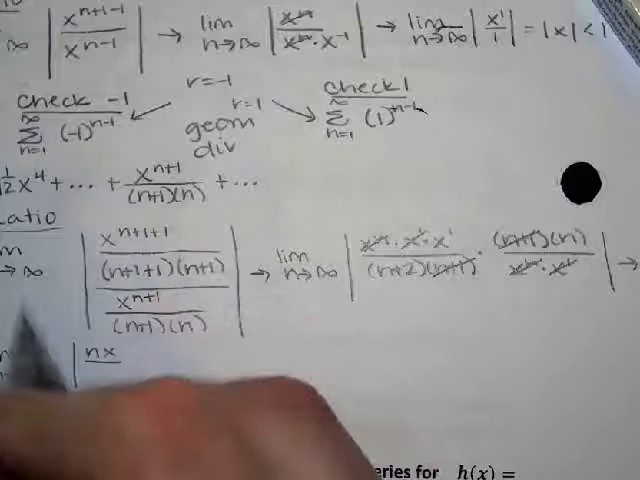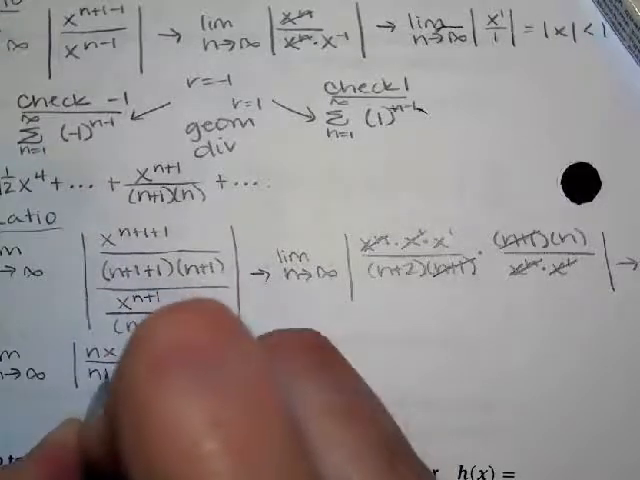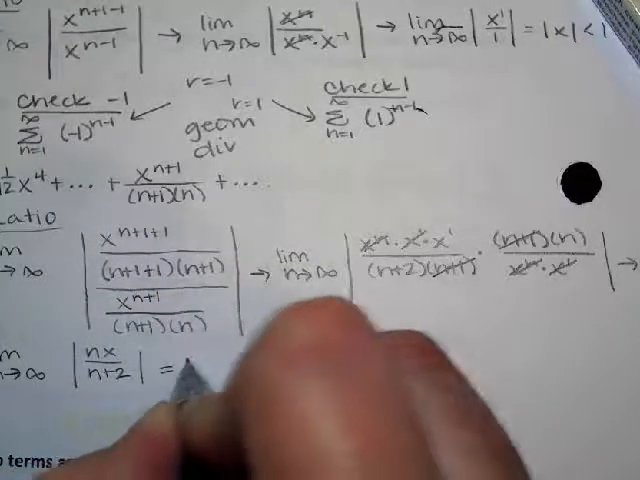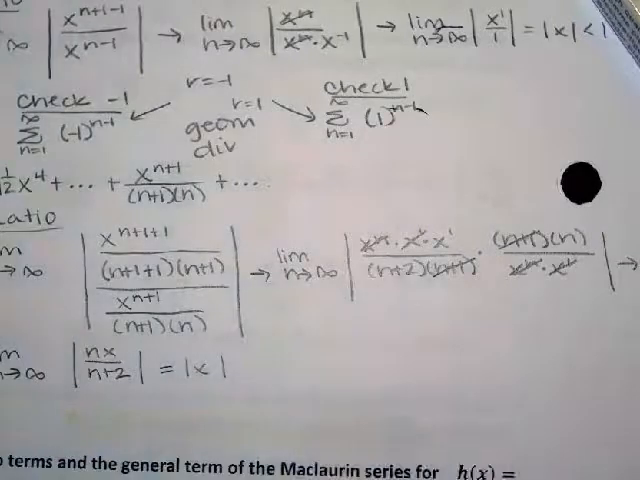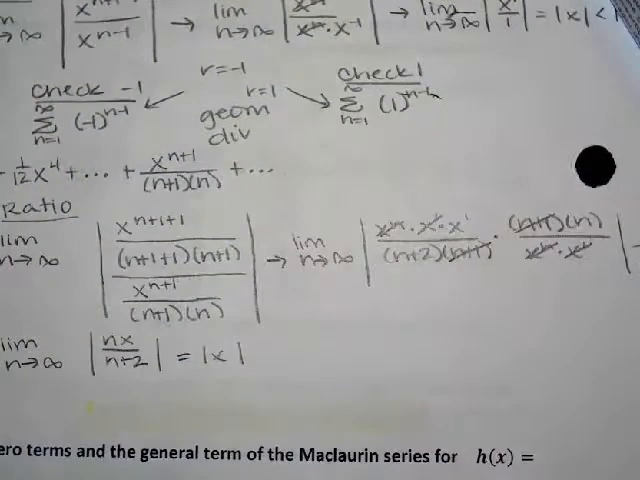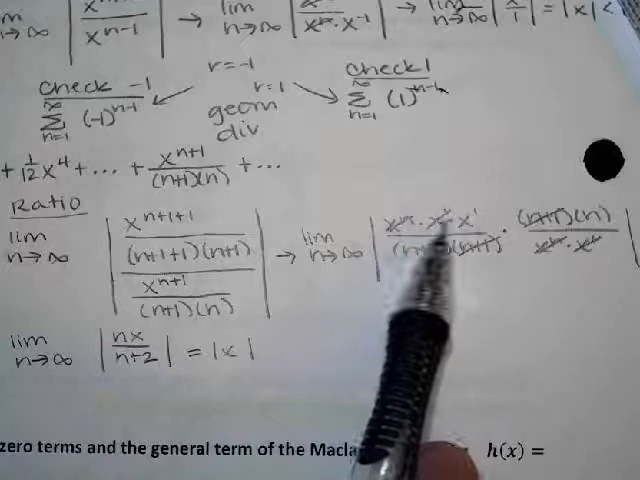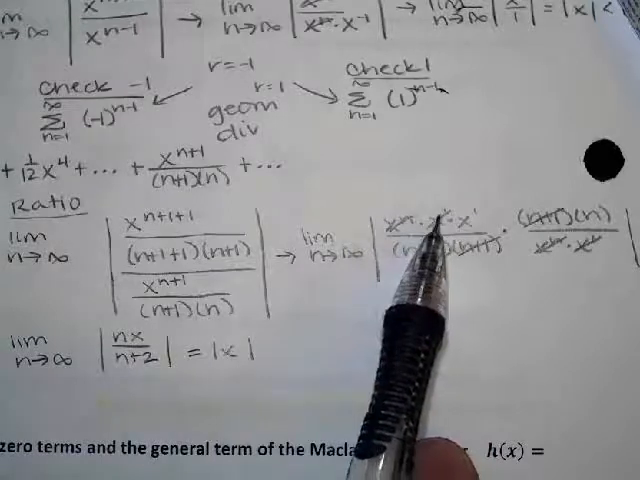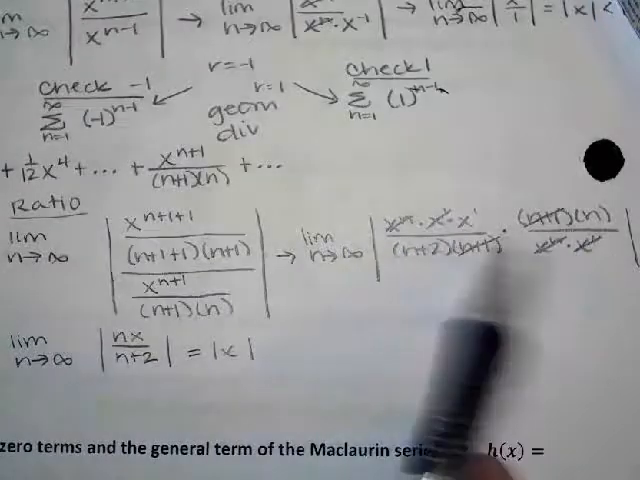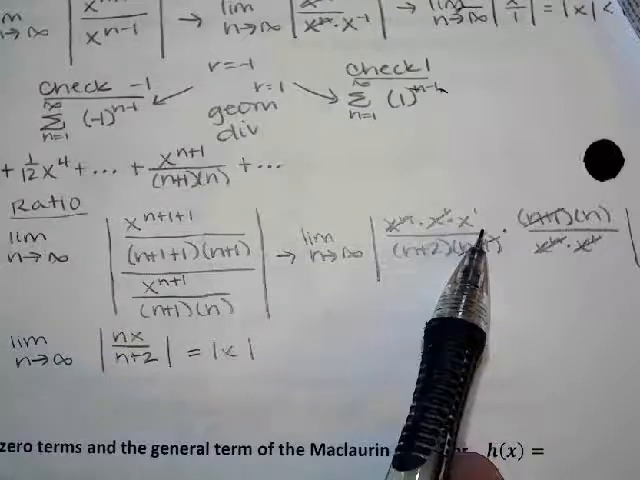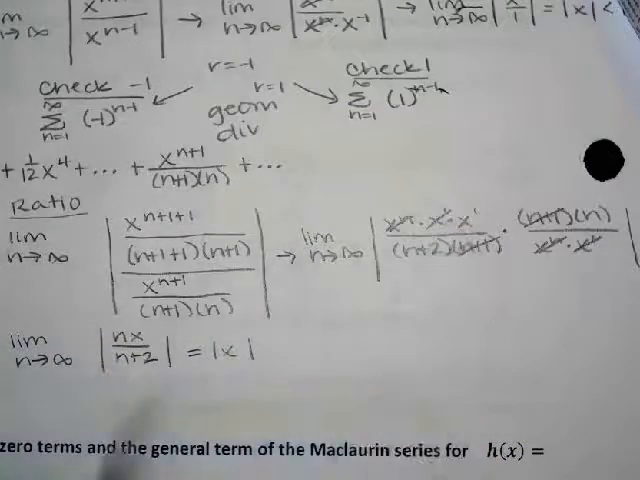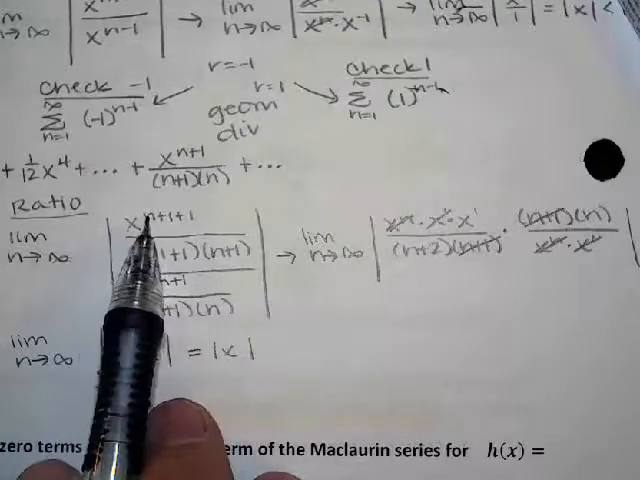I didn't have nx squared because one of the x's cancels on top and bottom. You just end up with 1 on the top, because you have x to the n plus 2 on top and then x to the n plus 1 on bottom. So 1 cancels. Yeah. So we ended up getting that the radius was 1.